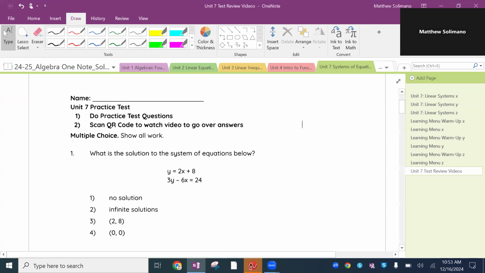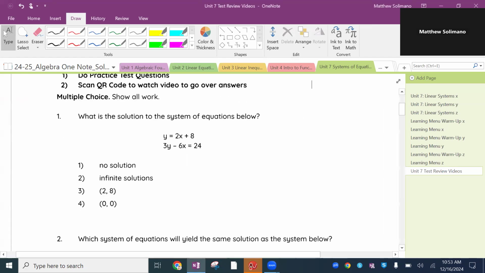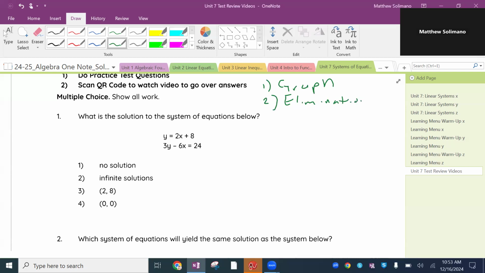So looking at number one, what is the solution to the system of equations below? One, we learned three ways to solve systems. So the first way would be to graph, right? We could graph these. Two, elimination. And three would be substitution. So all three of these are options when we're looking at this one. I might start by just trying to graph these.